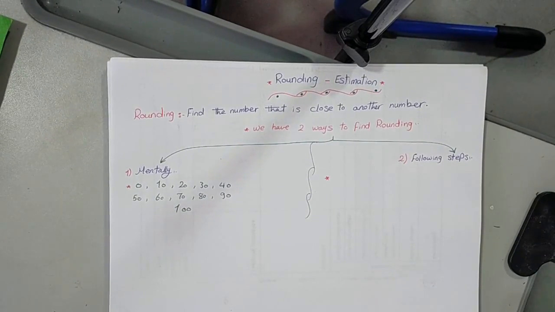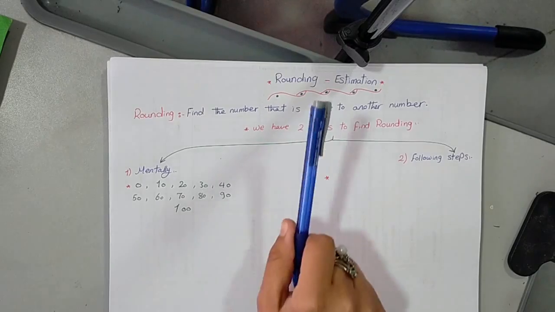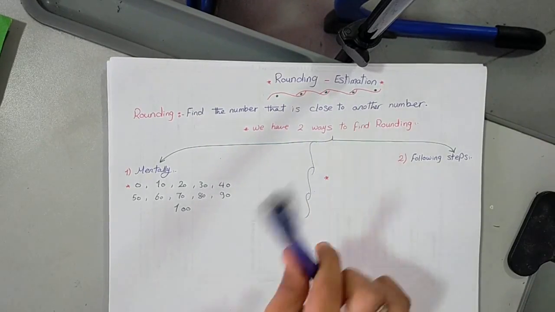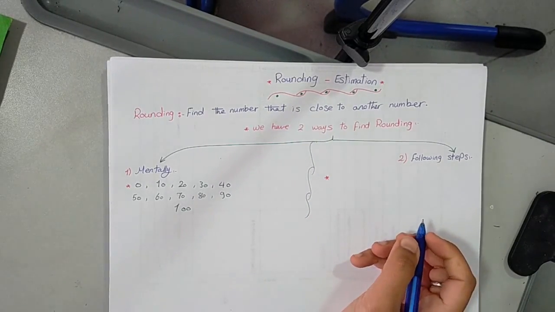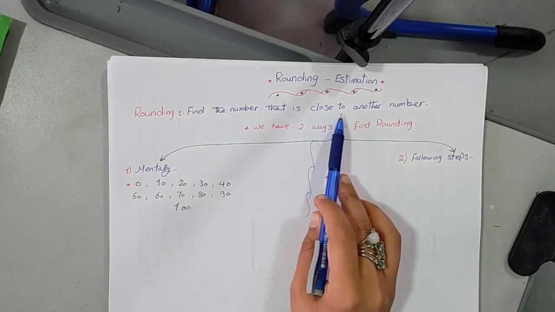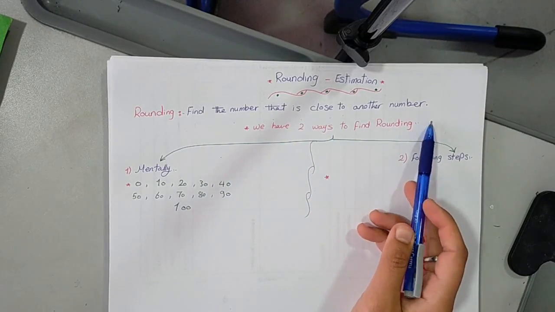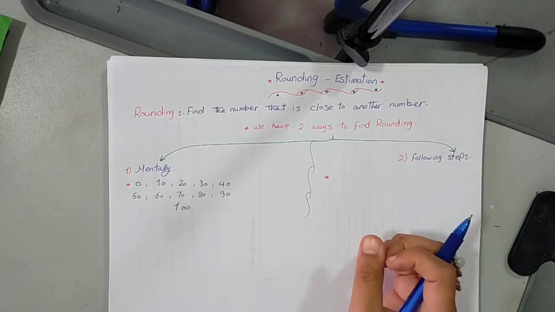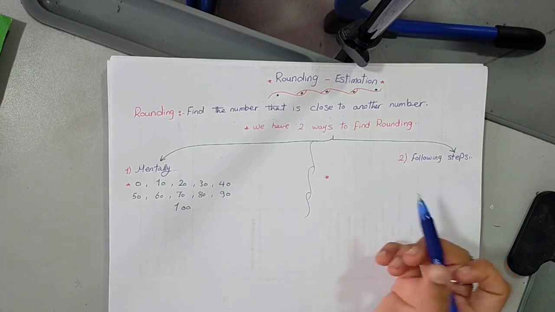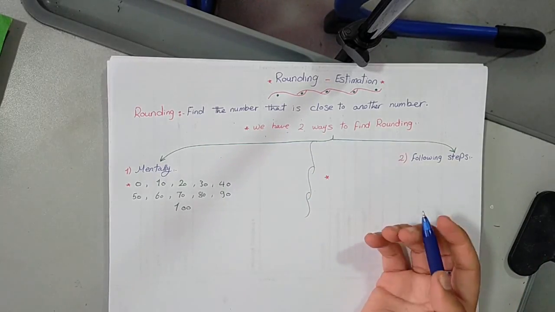Our lesson today is rounding and estimation. Rounding and estimation. What is the meaning of rounding? Rounding: find the number that is close to another number. We have two ways to find rounding.